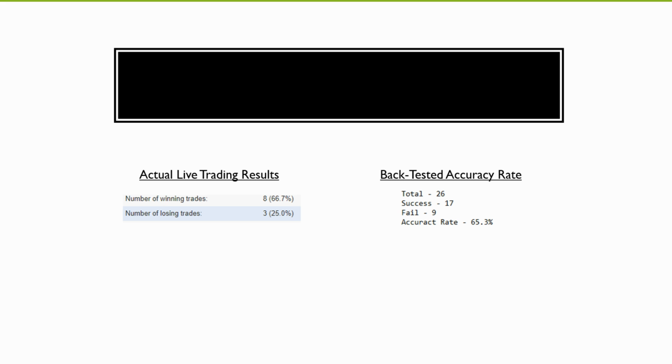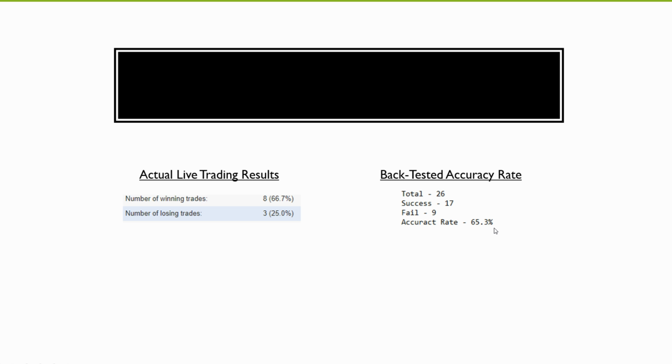But what's really cool is that when I compared both of my results, so these are my actual trading results, you can see my trading accuracy in the last 2 weeks has been 66.7%. And my backtested accuracy rate was 65.3%. And so honestly, pretty close, all things considered. I mean, one was 66.7, the other one is 65.3%.